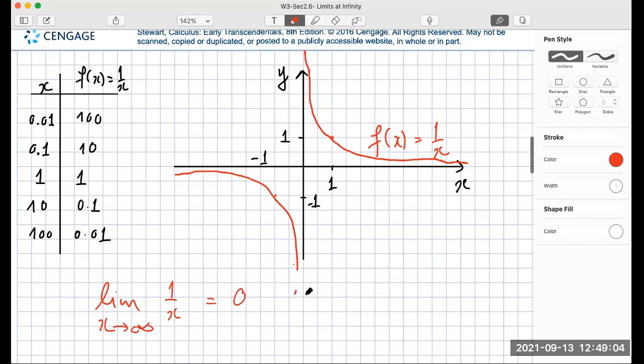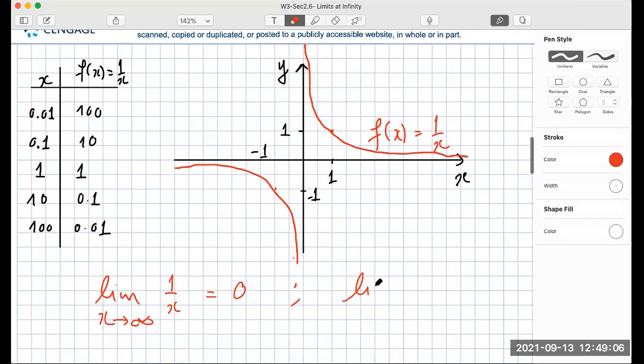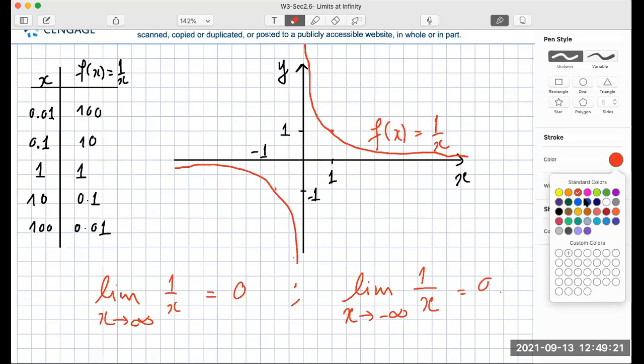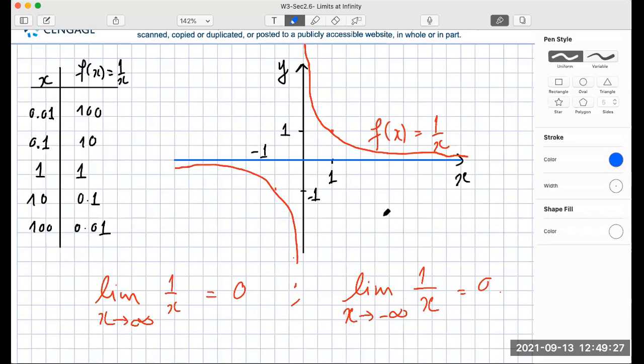Yes, very good. How about the limit when x approaches negative infinity? It's also 0, right? Very good. Therefore, what is the horizontal asymptote of this function? Yes, this line, the x-axis as well, right? Horizontal asymptote in this case.